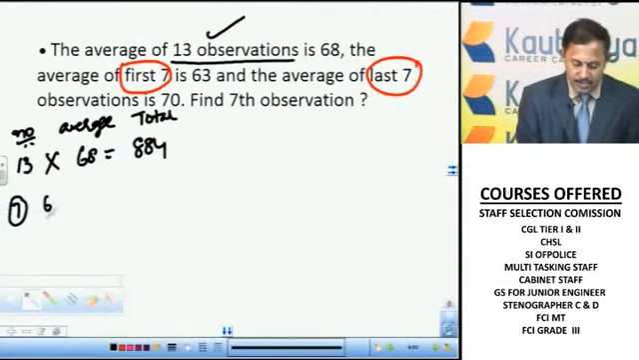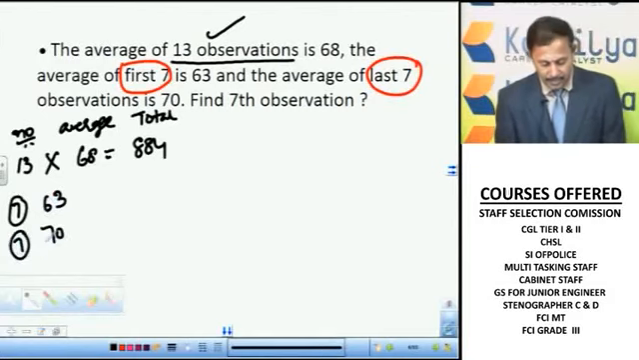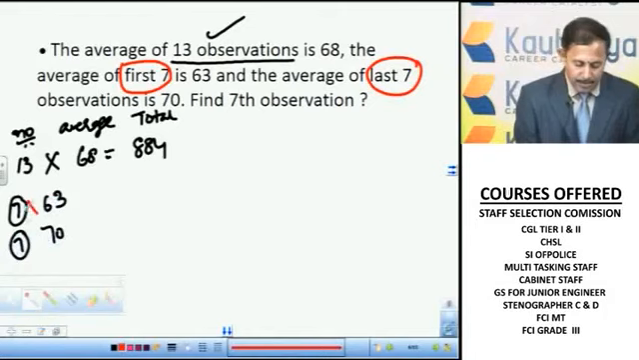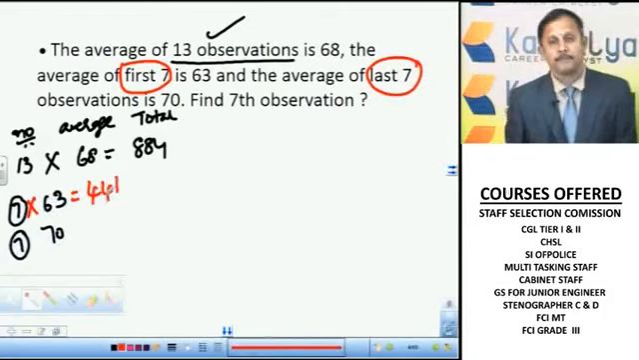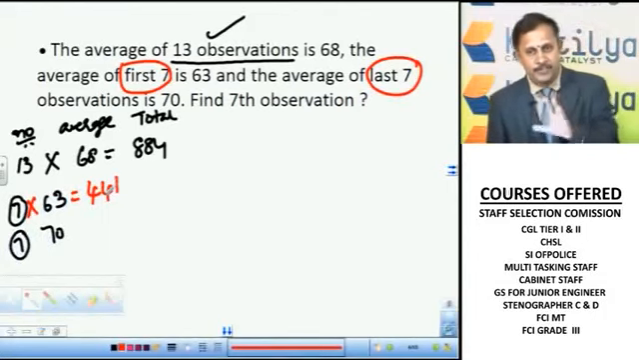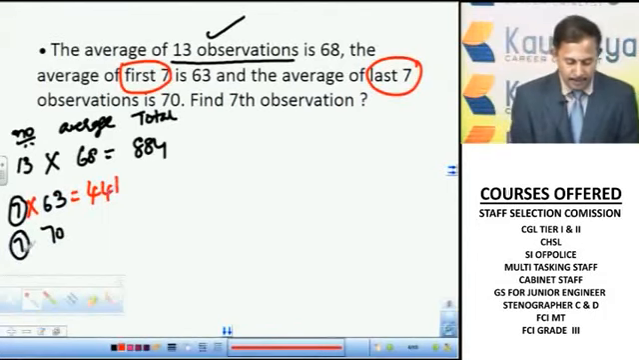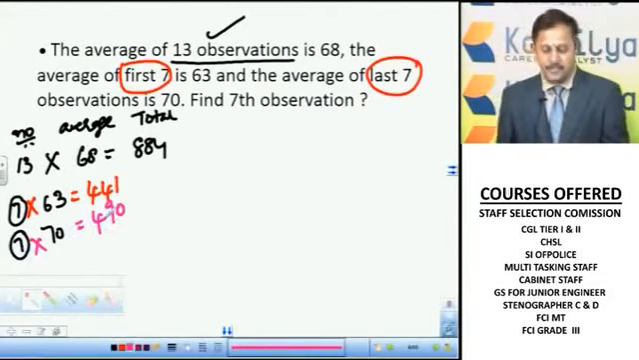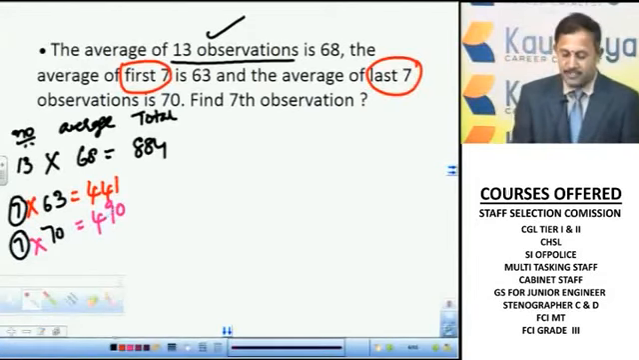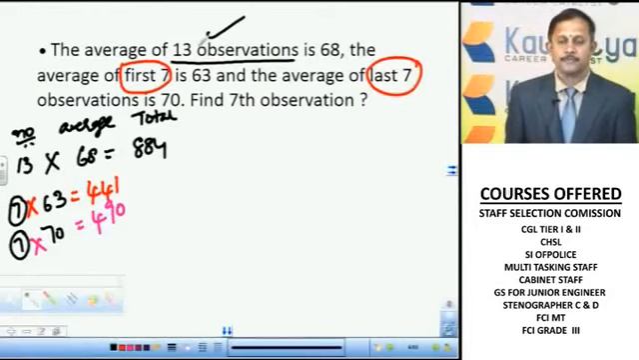And out of 13 elements, the average for first 7 is 63, and the average for last 7 is 70, right? So number into average, 7 into 63, 441, that is the total for first 7 elements. Number into average, 7 into 70, 490.